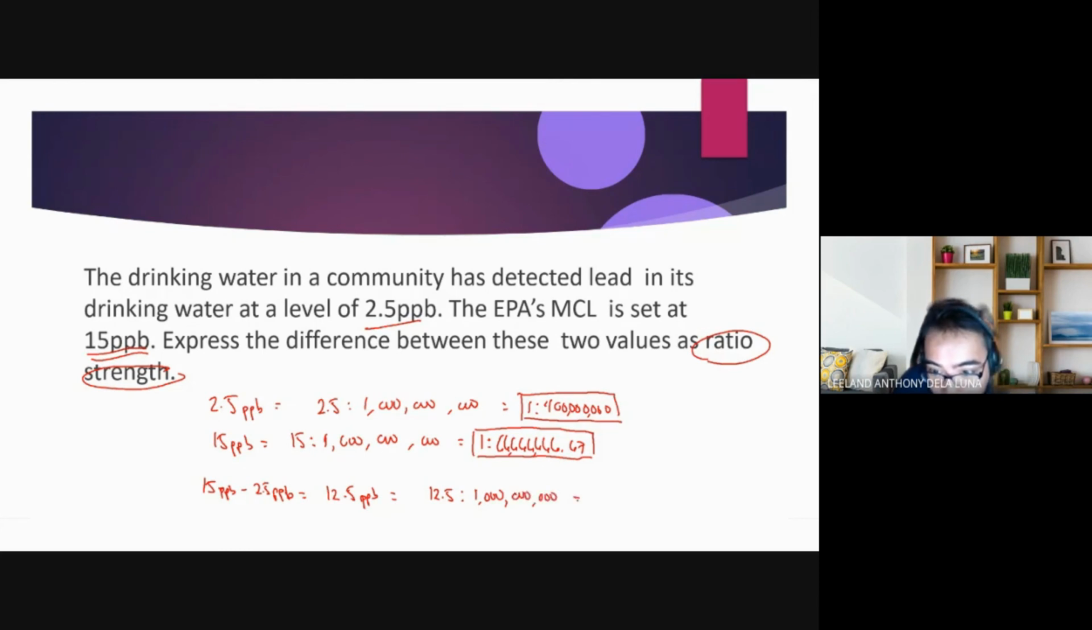So 1 is to 1 billion divided by 12.5. That's 80 million. 1 is to 80 million. Okay, ito yung difference. Okay, difference between the two values.